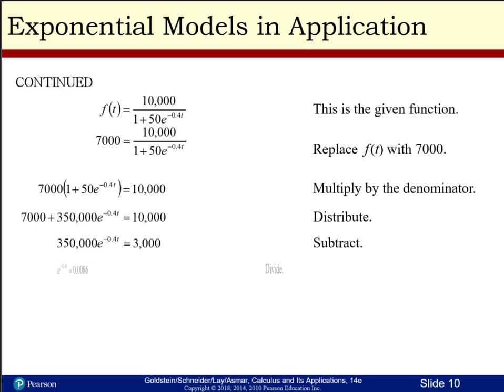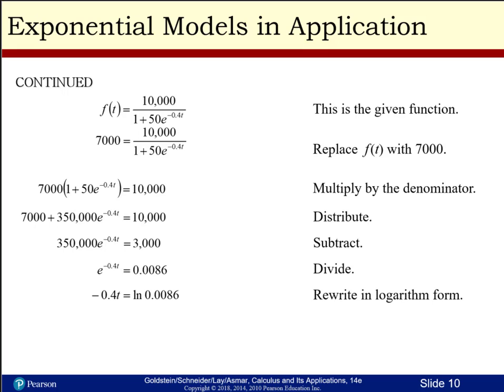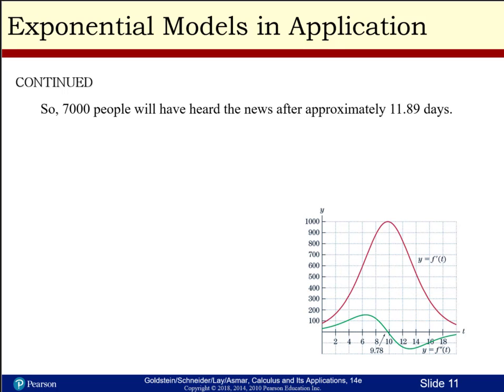We're going to divide, take the natural log of both sides, and then we'll get that t equals 11.89. So 7,000 people will have heard the news after approximately 11.89 days.